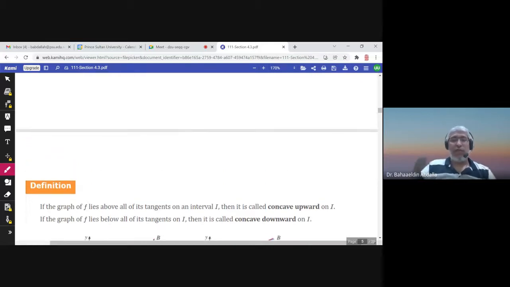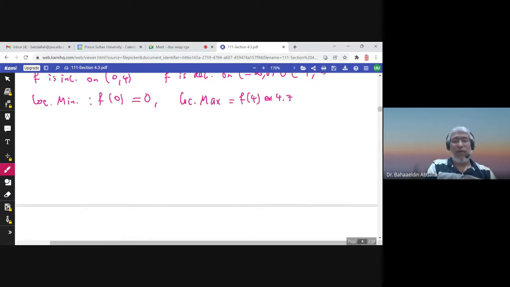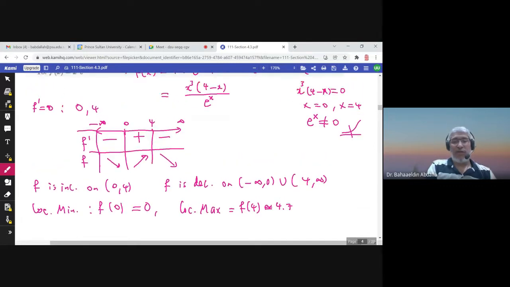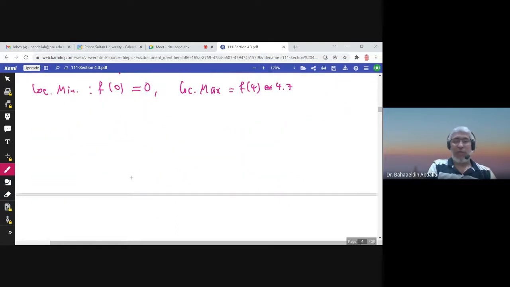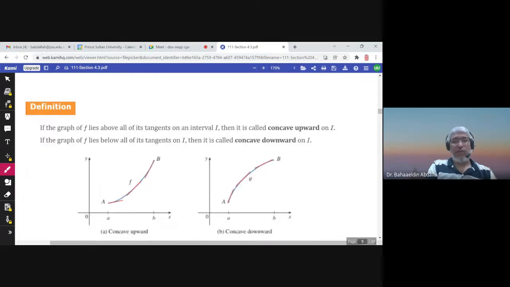This is section 4.3 again. If you have seen the first part about section 4.3, you would have known by now the meaning of the increasing and decreasing test. We said we have to find f prime, and when f prime is positive, the function would be increasing. When f prime is negative, the function would be decreasing. And if the function is increasing then decreasing, then we have a local maximum at f of 4. And if it is decreasing then increasing, we have a local minimum at f of 0. And this is called the first derivative test.